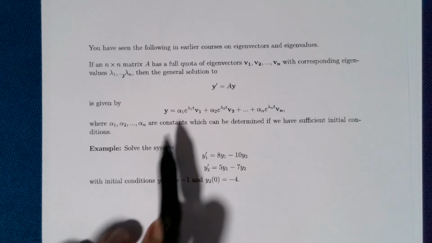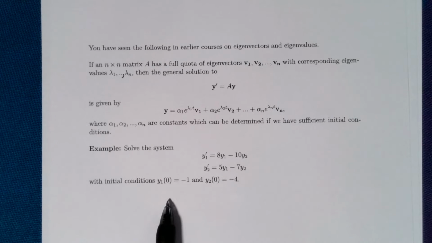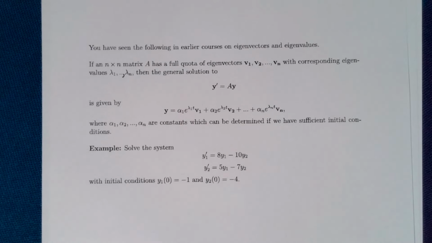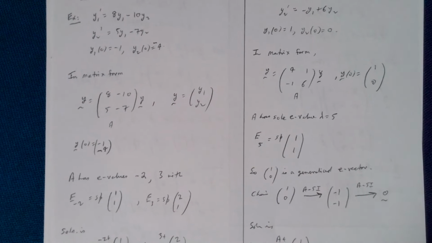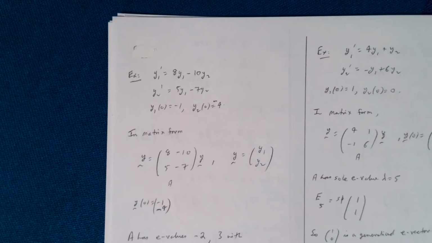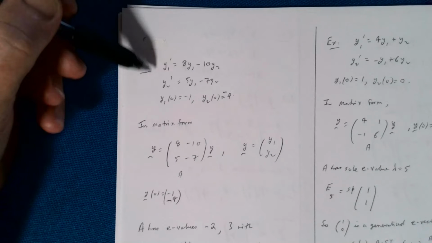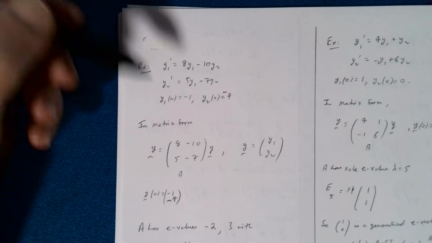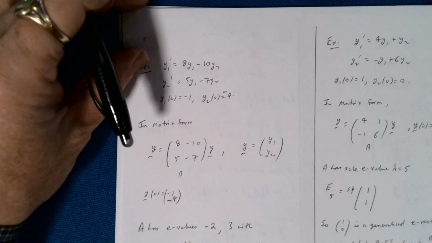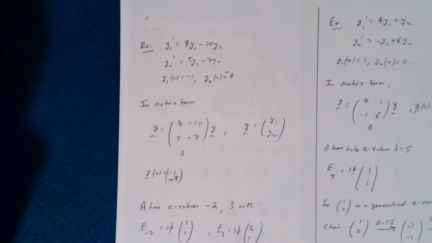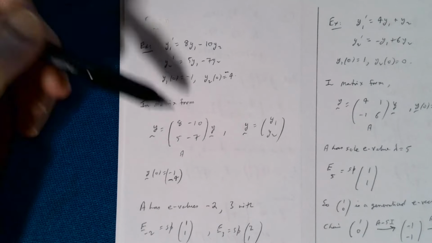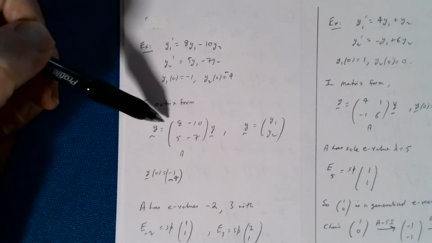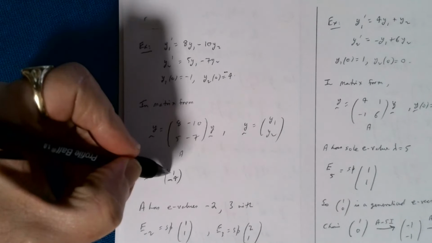So I was going to do one quick example of this sort of method that you would have perhaps learnt in earlier courses in applications of eigenvectors and eigenvalues. So here is the system that we're starting with, and there are the initial conditions. We've already seen before how to write this in matrix form. So we put vector y as y1, y2. The system then can be written in this matrix form. I'll call this matrix A, and there are the initial conditions.